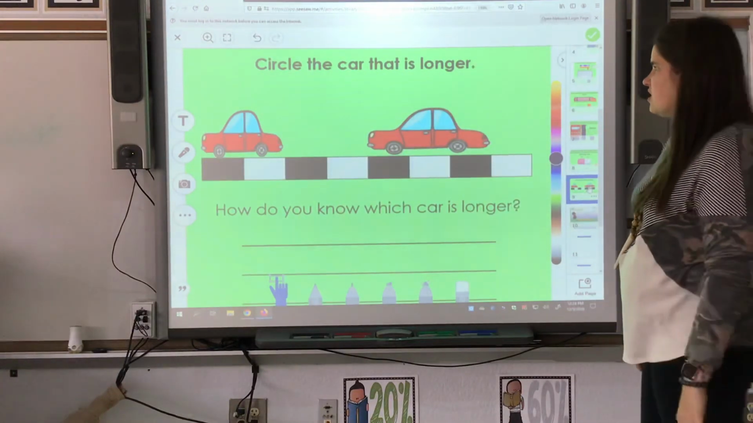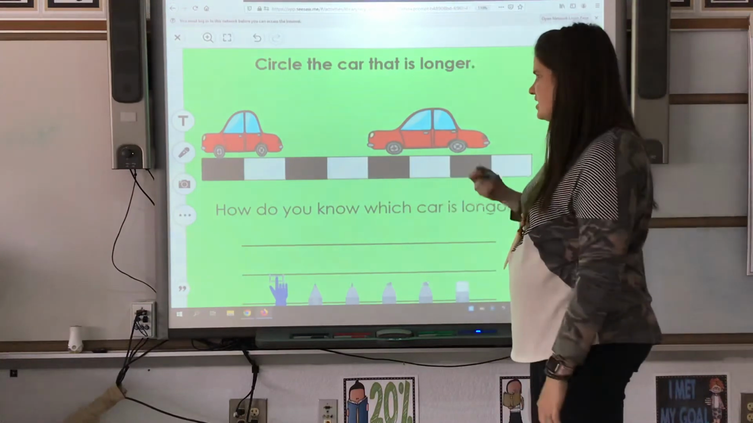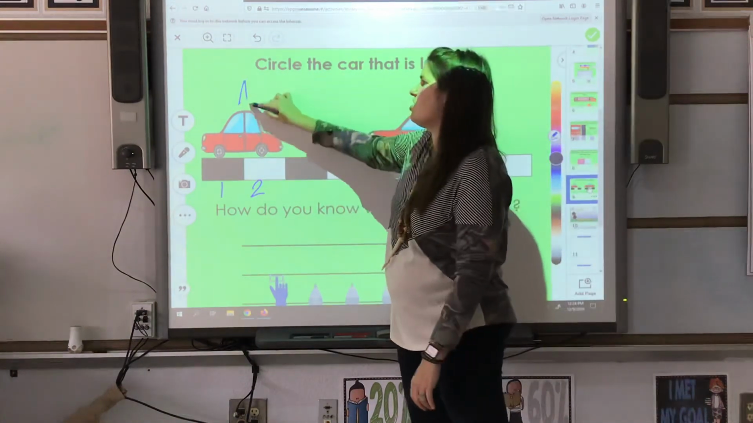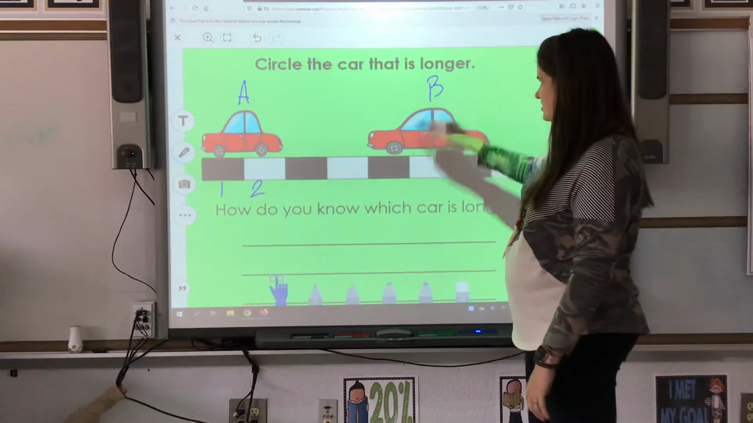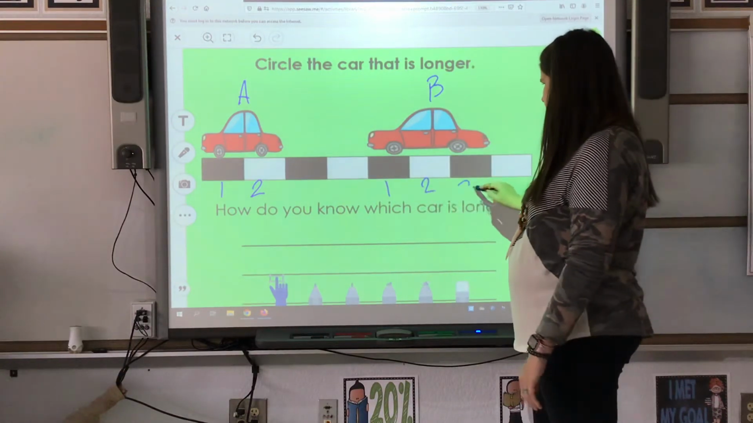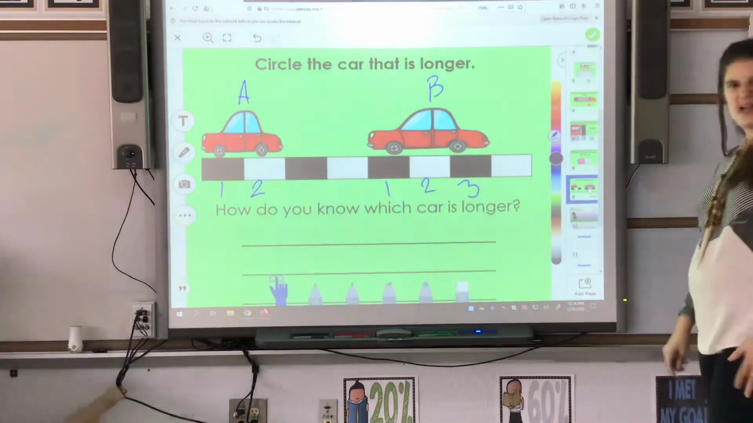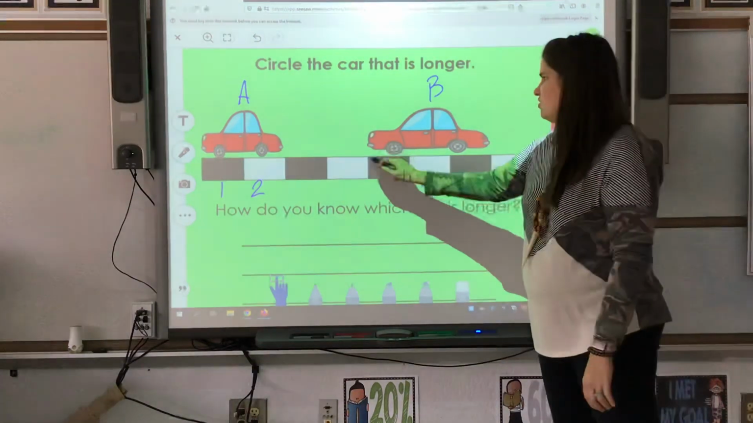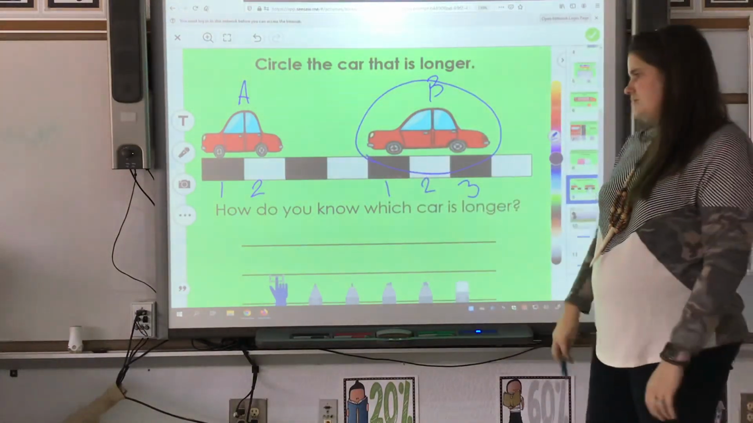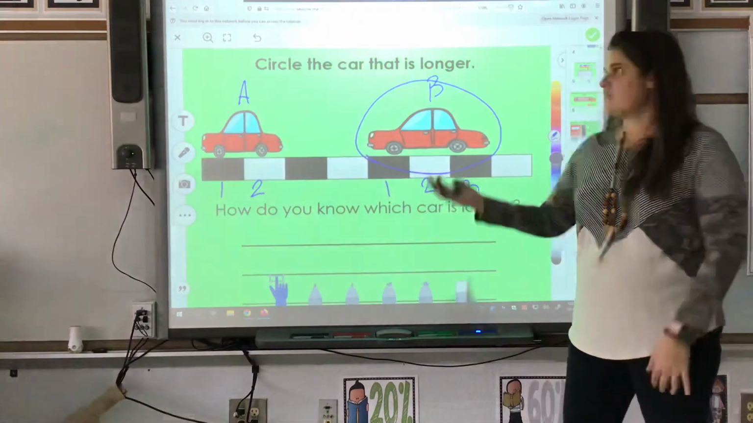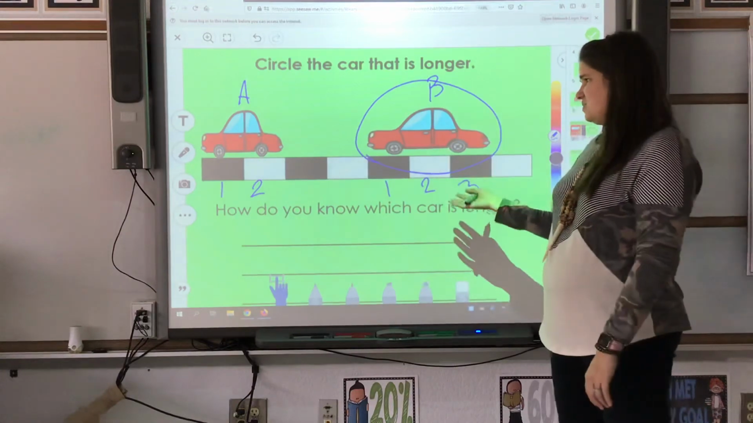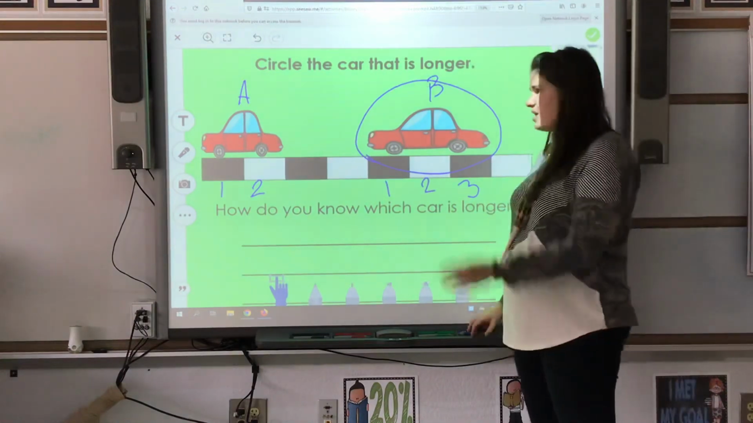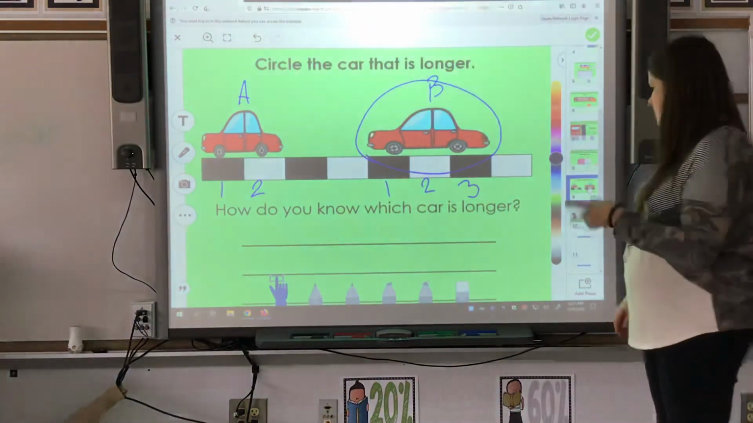This one says, circle the car that is longer. So I'm going to look at those cubes that are underneath. I see that this one is 2 cubes long. I'm going to call this car A, and this one car B. This is 3 cubes long. So how do I know which one is longer? I look at the amount of cubes that it takes up, and I circle the one that has more cubes. I know that B is longer than A because B is 3 cubes long, and A is only 2 cubes long. So you're going to have some problems very similar to what you have seen on the slides.